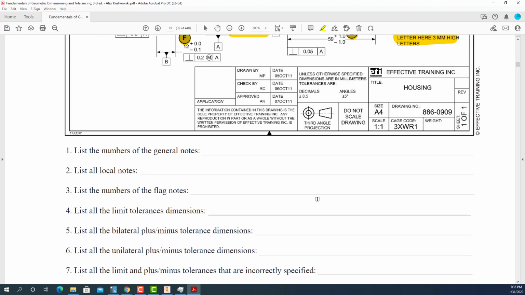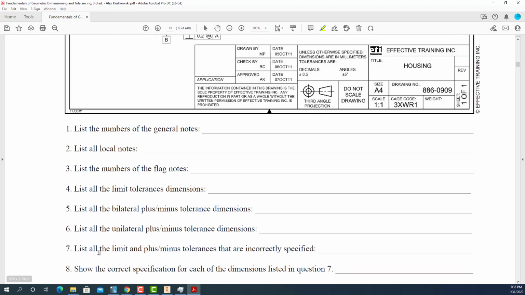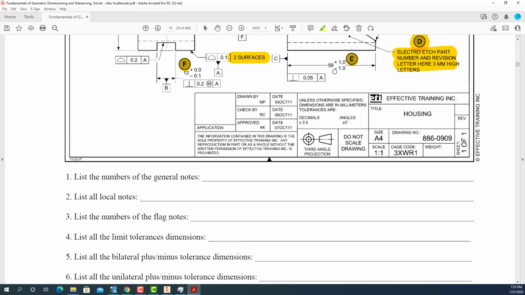And then let's see what else. List all the limits and plus minus tolerances that are incorrectly specified, and remember that he wants you to put a plus minus. If it's the same plus and minus, he wants you to list that, not separately. So he's saying that this is incorrect. E is incorrect because it should say plus or minus 1, but also because it has trailing zeros. That's a whole number. We don't have dot and trailing zeros.